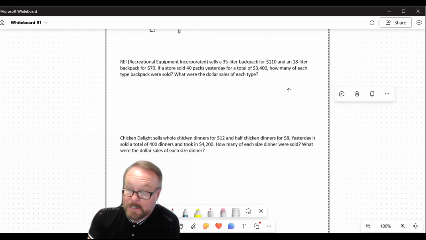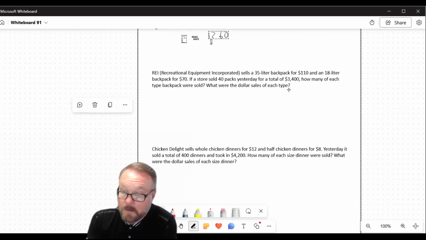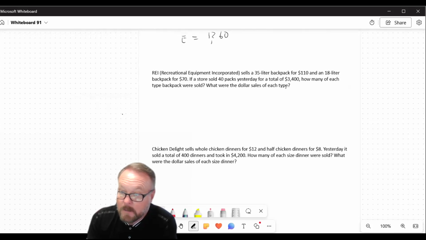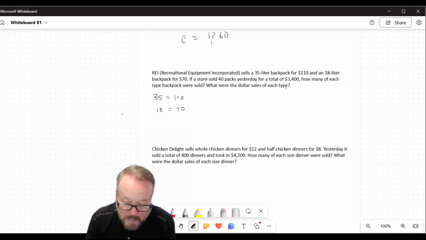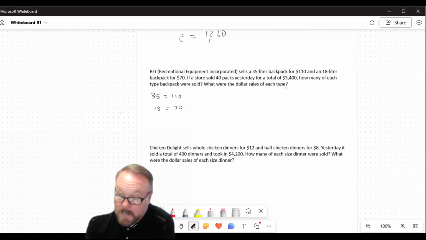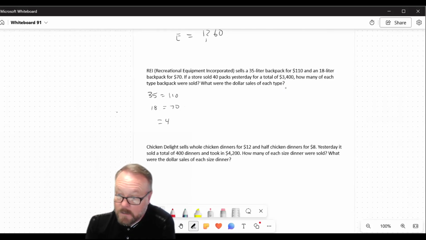All right, so let's set down some of these factors to start with. First off, we have the 35-liter ones were $110, right? And then we had the 18-liter backpack for $70. So not the liters, not the numbers, they were $70. We'll write that down first. And then we know that there were 40 sold yesterday altogether for a total of $3,400. So we're going to write all that down.